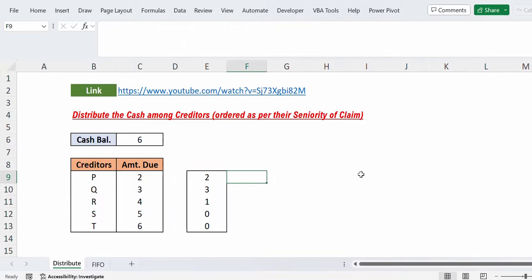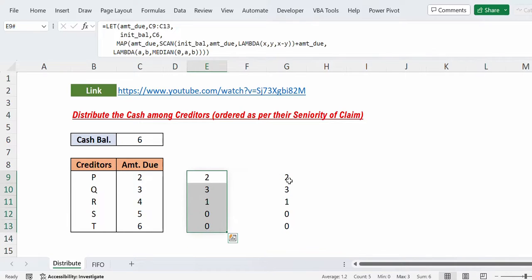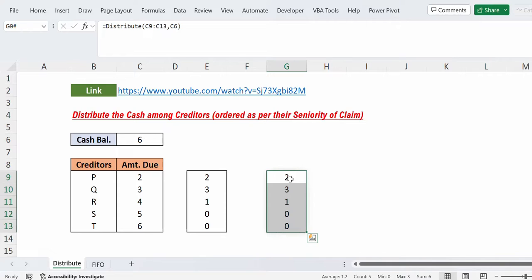Let's close this window, and let's come here. Let's write equals to distribute, and we could see this lambda here, right? Distribute. This is our array of amount due, comma, initial balance is this cash balance. Let's press enter, and we have got this as a result. These are exactly same. 23100, 23100. So this is the kind of distribution that we are going to do.